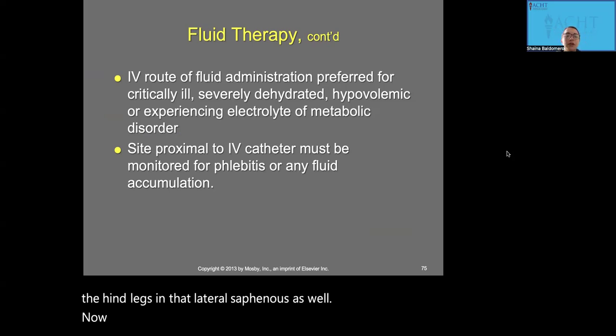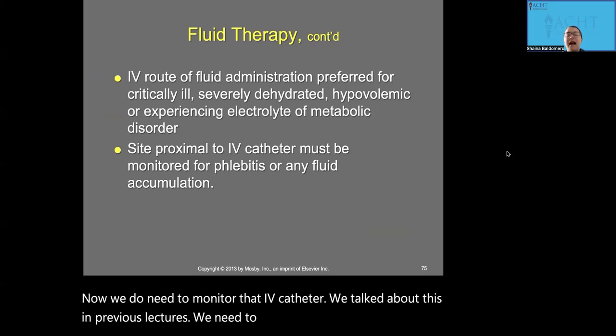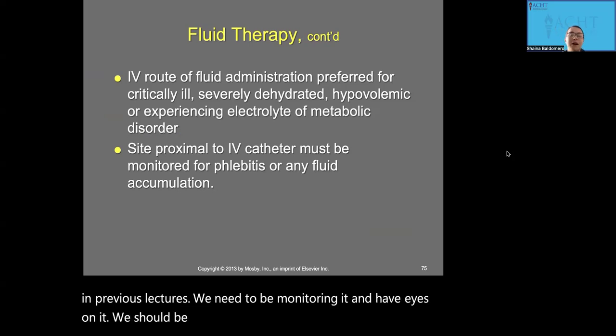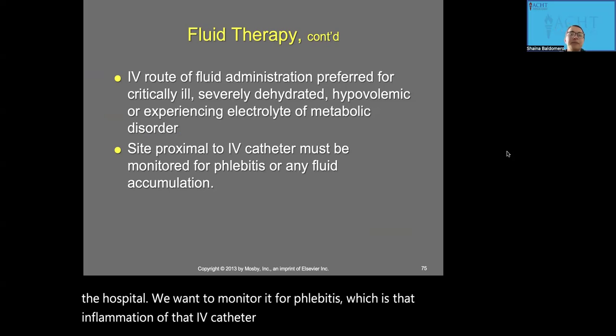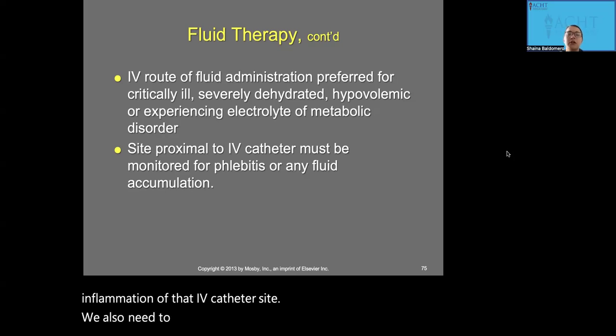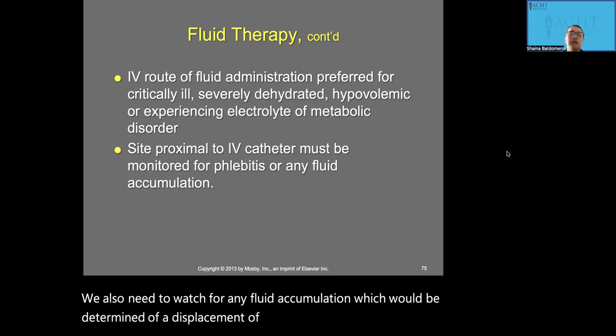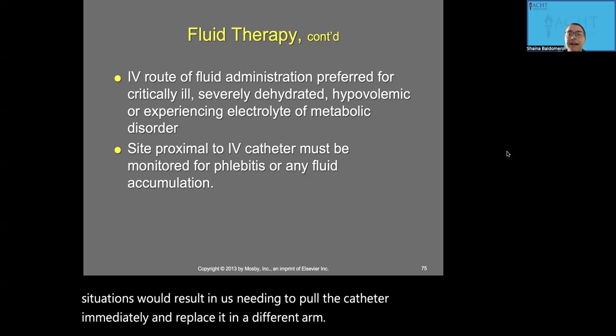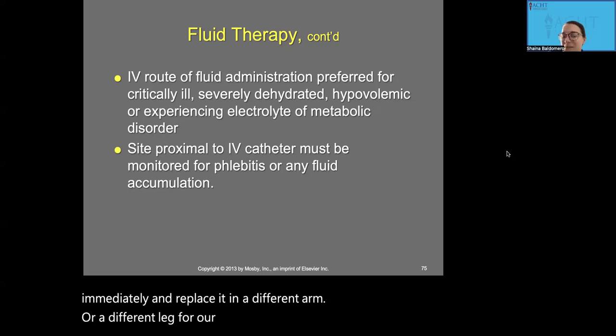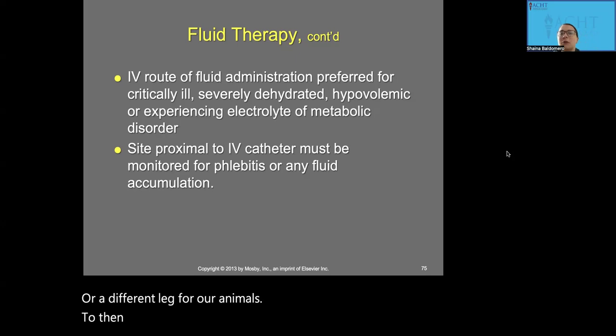Now, we do need to monitor that IV catheter. We talked about this in previous lectures. We need to be monitoring it and have eyes on it. We should be checking it almost every hour that the pet's in the hospital. We want to monitor it for phlebitis, which is that inflammation of that IV catheter site. We also need to watch for any fluid accumulation, which would be indicative of a displacement of that catheter. Both of those situations would result in us needing to pull the catheter immediately and replace it in a different arm or a different leg for our animals to then continue on that IV fluid therapy.